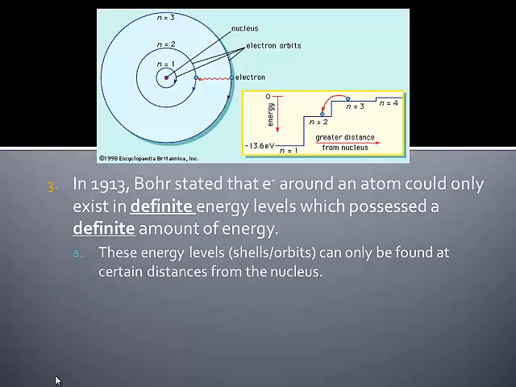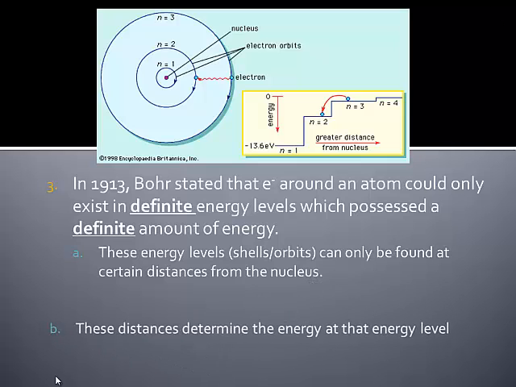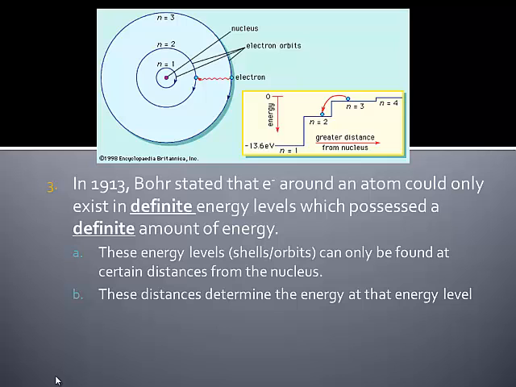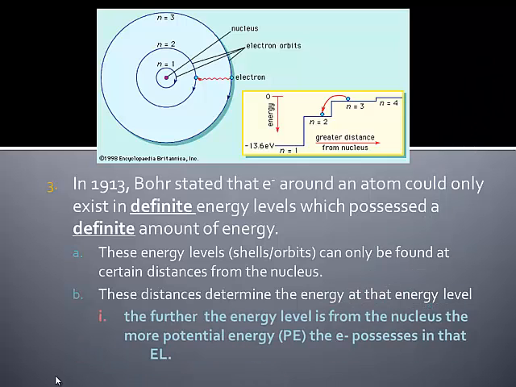Now, these energy levels that you would have talked about in previous courses as being shells or orbits are found at very specific certain distances from the nucleus. And it's the distance that determines the energy at any given energy level. What he postulated is that the further the energy level is from the nucleus, the more potential energy that an electron in that energy level would have. So, like you on the stairs, the further you are up from the ground, the more energy you would possess.